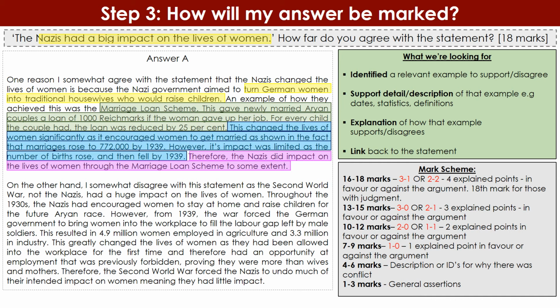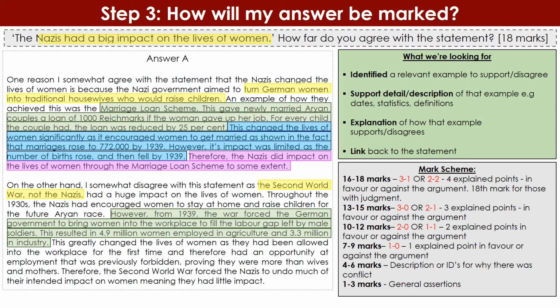In terms of the identified point that they've made here, well, they're saying that the Second World War, not the Nazis, had a bigger impact on the lives of women. What supporting detail have they got to back that up? Well, they're talking about the fact that the war forced German women into the workplace to fill the labour gap left behind by the males. For example, the 4.9 and the 3.3 million women who are working in agriculture and industry.